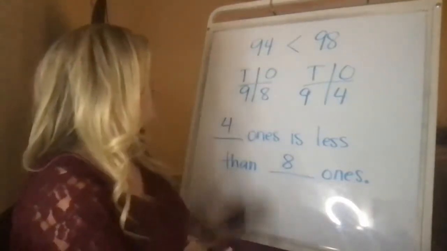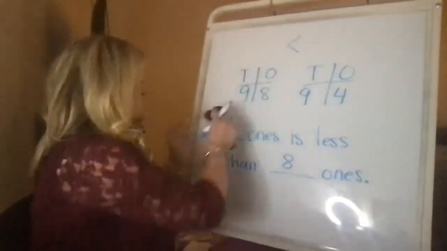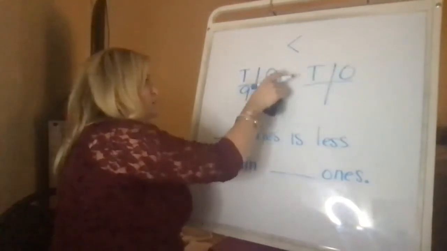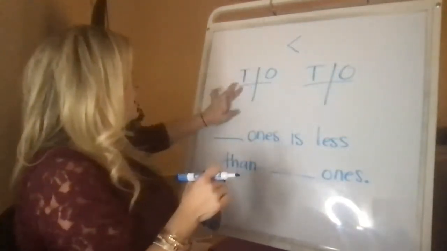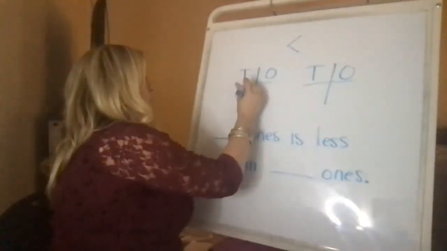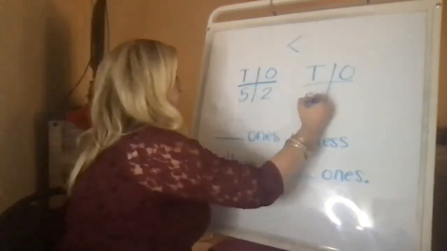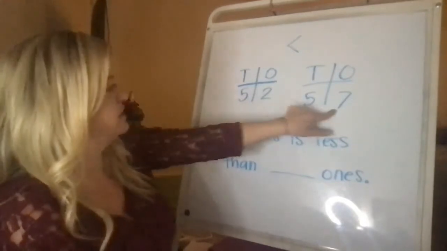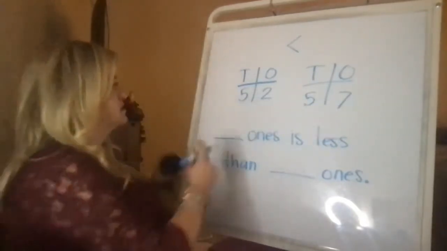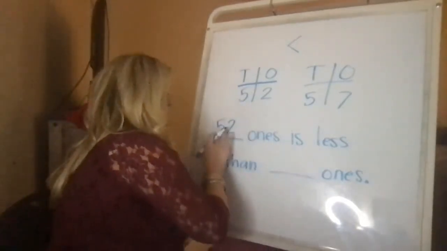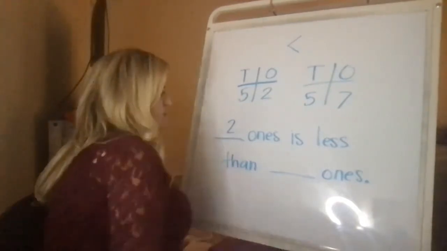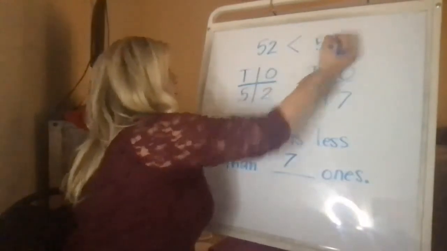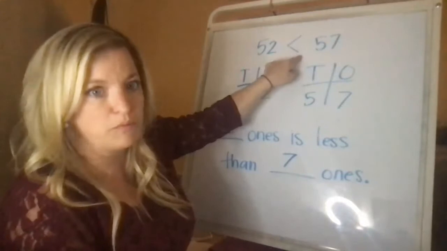So now number 5 on page 504 talks about comparing 2 more numbers. It wants you to compare 52 and 57. So we look at the tens, they're the same. We're looking at the ones, 2 and 7. Well, 7 is greater, 2 is less. So it's not 52 ones. It's 2 ones is less than 7 ones. So you would write it 52 is less than 57. Greater number gets eaten by the alligator. Remember, you always want more.